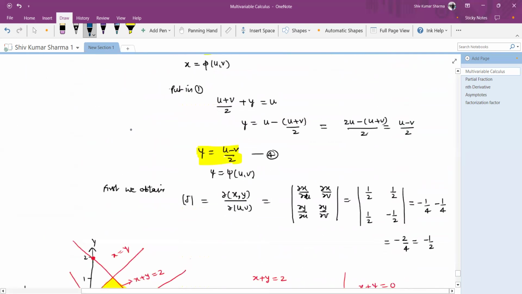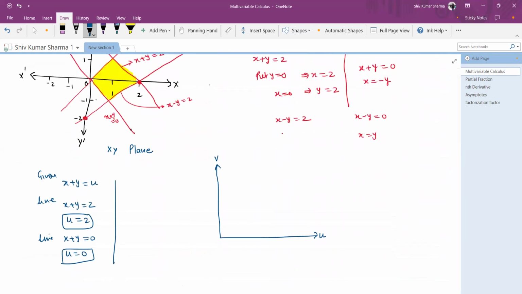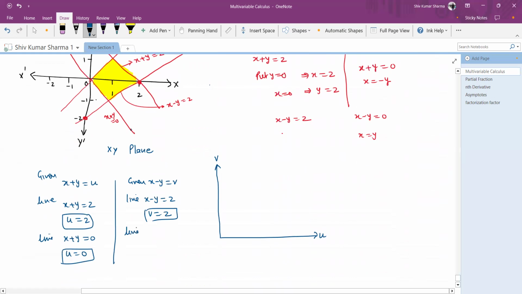The second relation is given as x minus y equal to v. The line x minus y equal to 2 gives us v equal to 2, and the line x minus y equal to 0 gives v equal to 0. Here is the origin. Along u, v equals 0, and along v, u equals 0. Now we take 1 and 2.